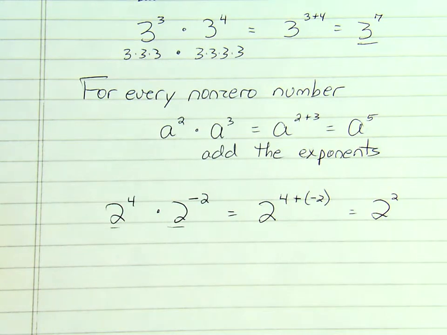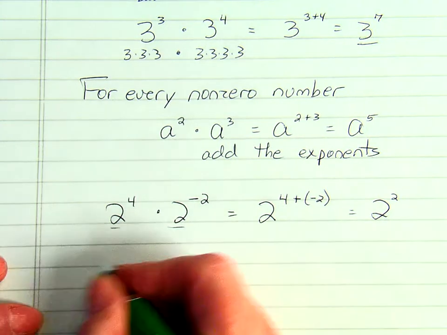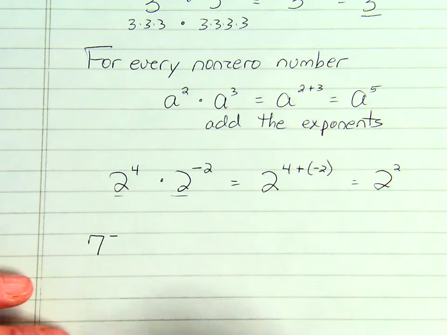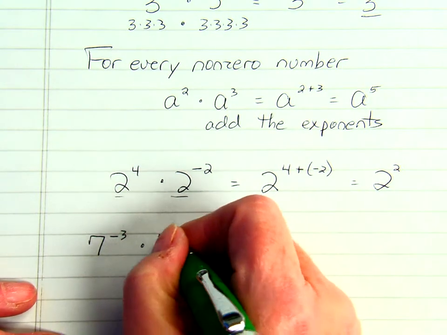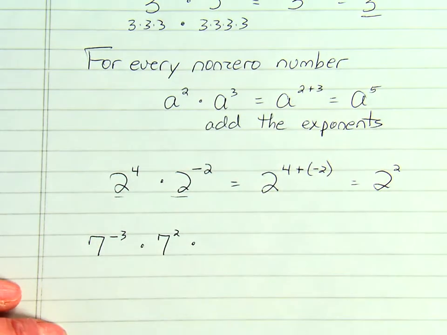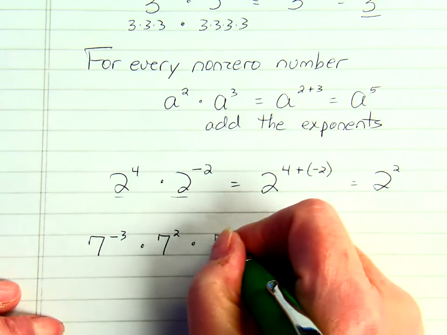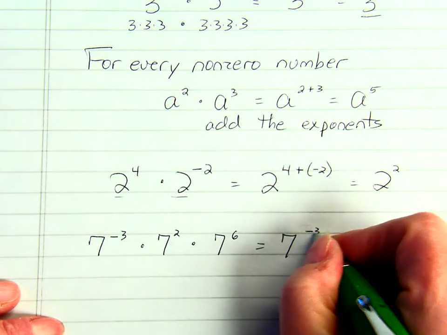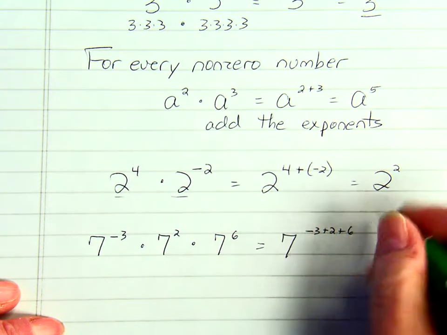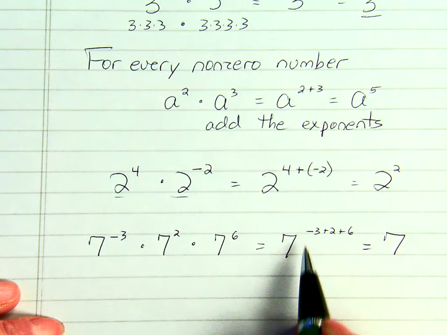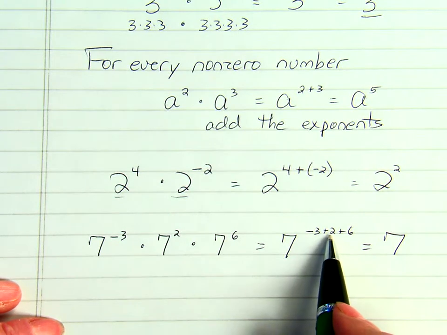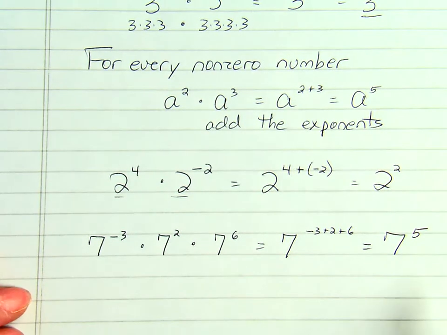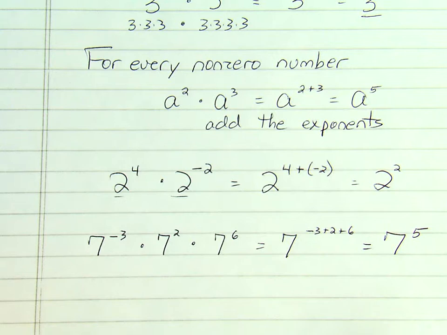We can do one more problem where we have a couple of them. We've got 7 to the negative 3 times 7 squared times 7 to the 6th. So you are looking at 7 to the negative 3 plus 2 plus 6. Okay, so negative 3 plus 2 equals negative 1 plus 6 is equal to 5. So your answer then is 7 to the power of 5.